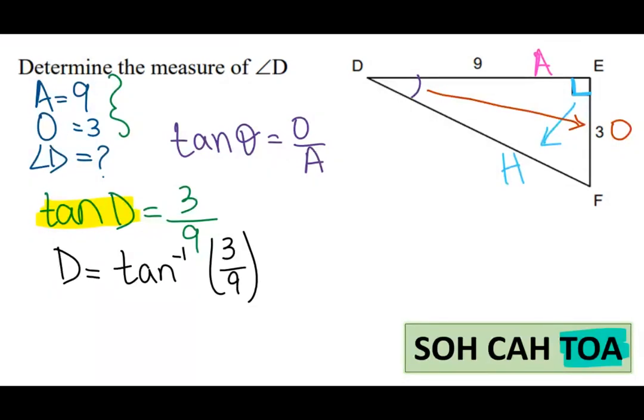Now, this is where you're going to use the second function on your calculator. And you need to make sure your calculator is in degree mode, not in radians. So you're going to press the second function key, then press the tan key, and then you will enter 3/9. So angle D equals 18.4 degrees. Okay, now we know angle D. Now we can find angle F as well. So let's do that.